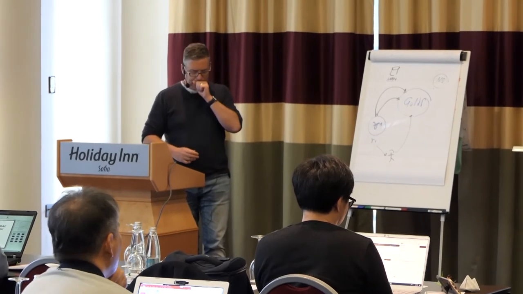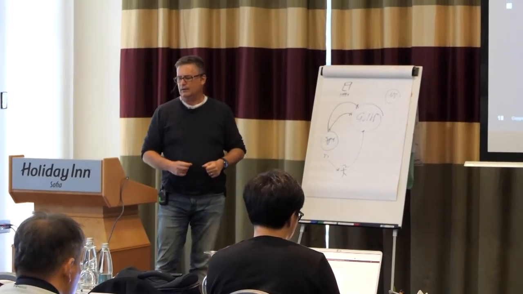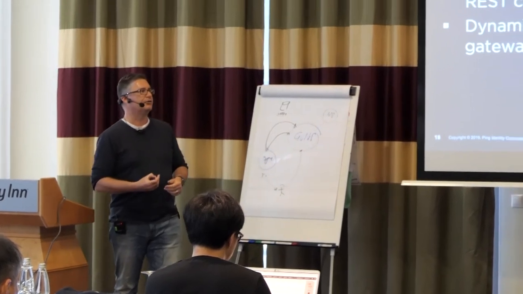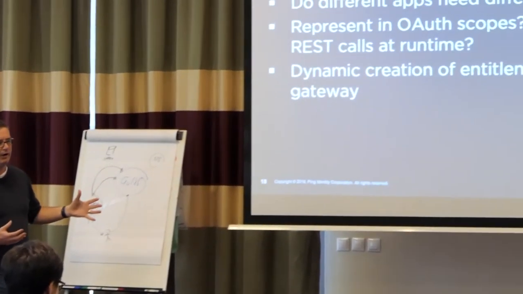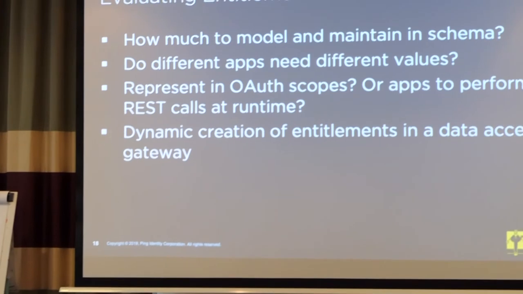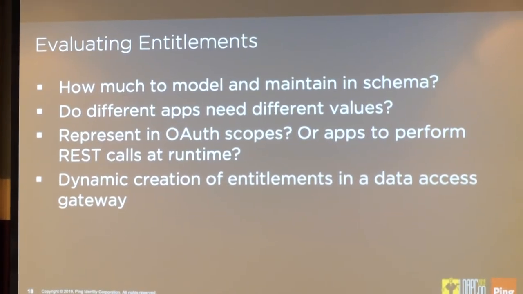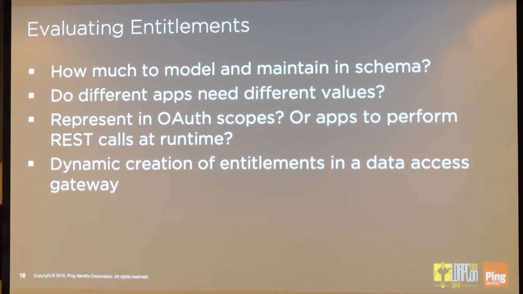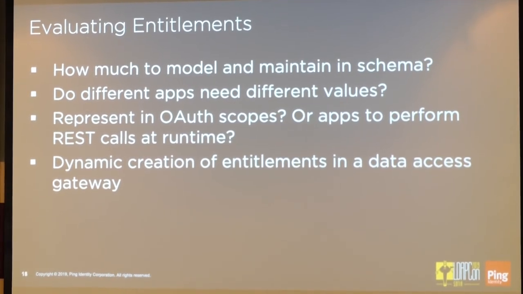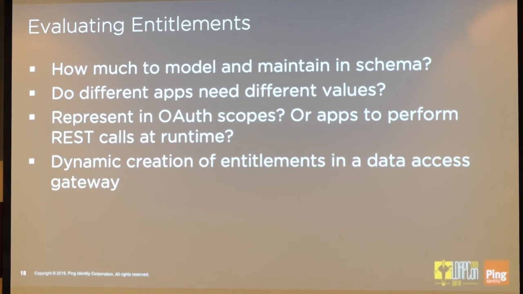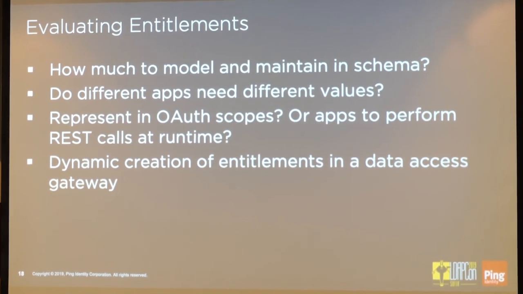So if we look at questions about evaluating entitlements, that was pretty high level stuff about how to model and what the issues are. But when we look at actually evaluating them, we have to look at how much we actually model in schema. And that means how can we make changes in the future? How can we respond to the development teams who want to stand up new things and need new entitlements created? Do different applications need different values?